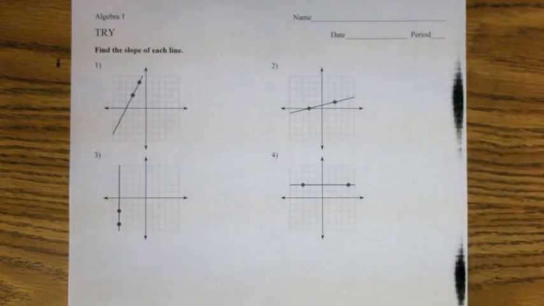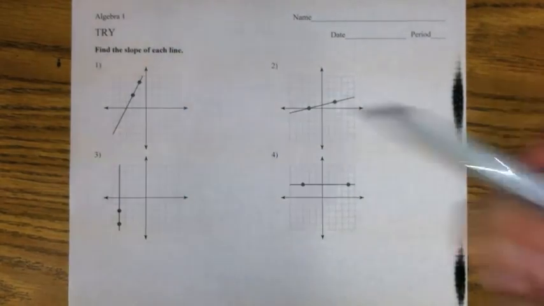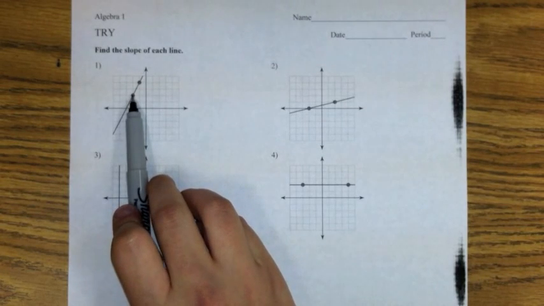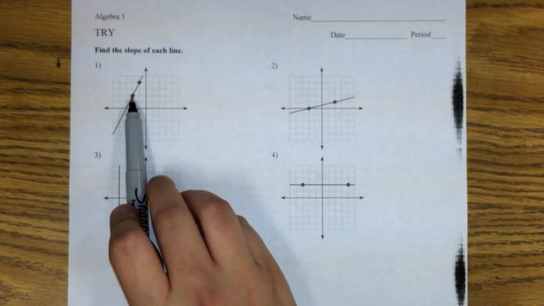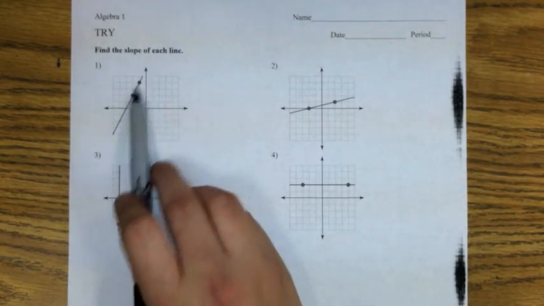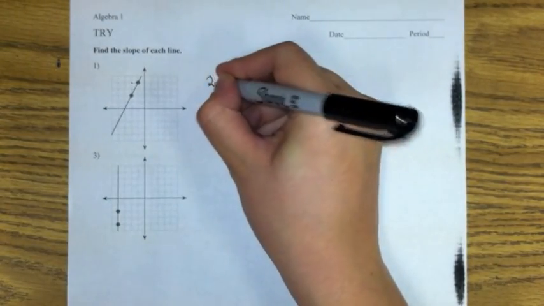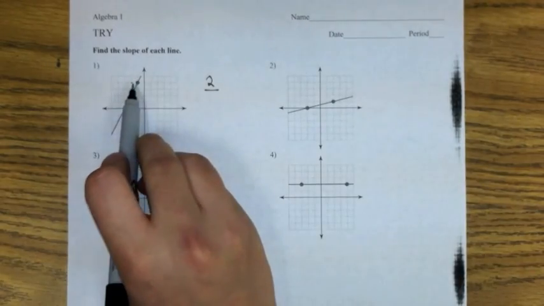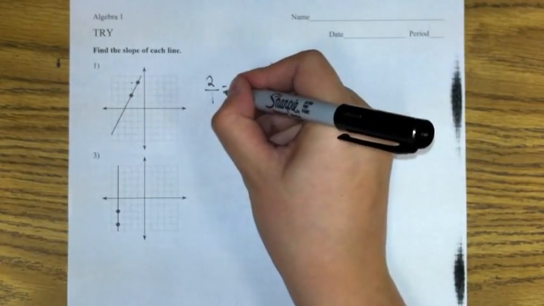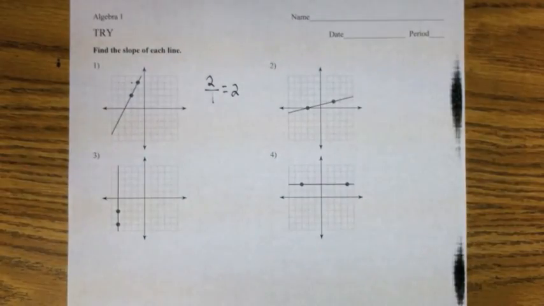All right, so you've already tried this, so let's figure this out. Always start with the left point. Do we need to go up or down? We need to go up, so that's a positive slope. We're going to go up 1, 2. How many times do we need to run? Only 1. Our answer is 2. Slope of 2.